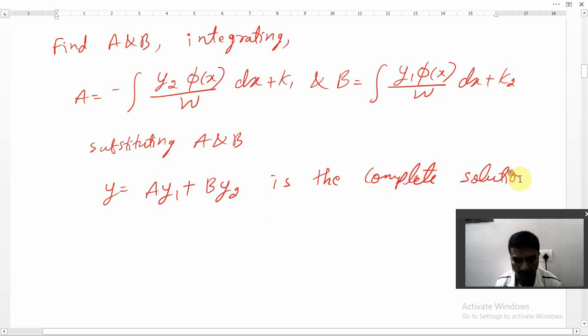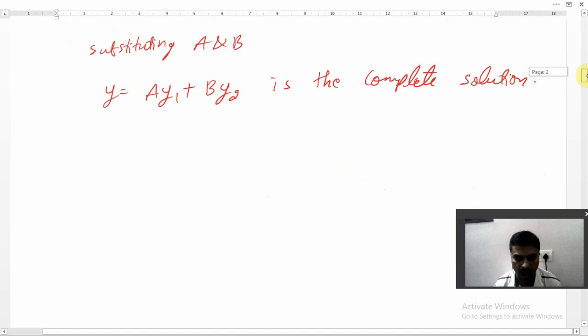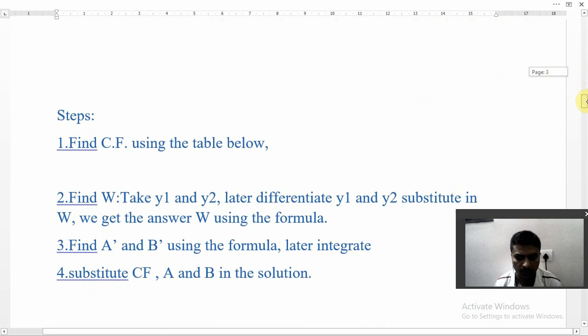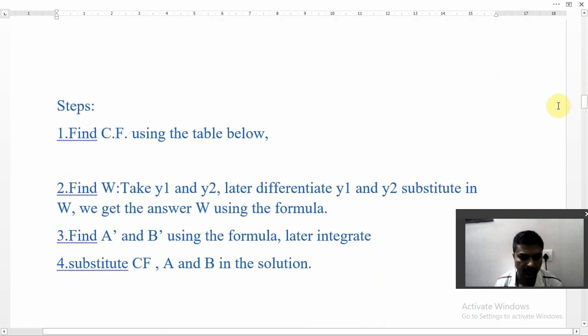Okay, let us try with the example, friends. Very important example I have chosen, which may come in the exam, and here are some steps. Before solving the example, just go through the steps. Step 1: find the complementary function using the table which is given below, or in my last video. And find w: take y1 and y2, differentiate y1 and y2, substitute in w, and we get the answer w using the formula.